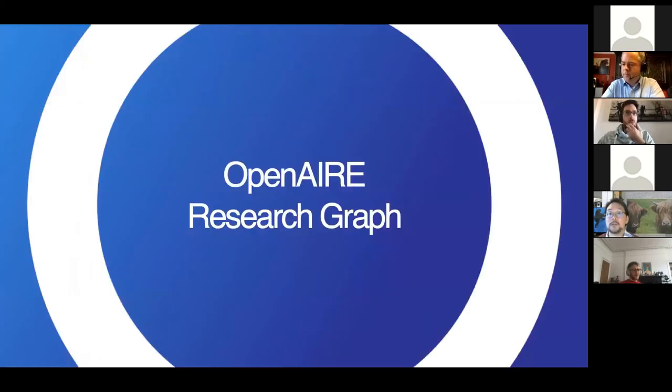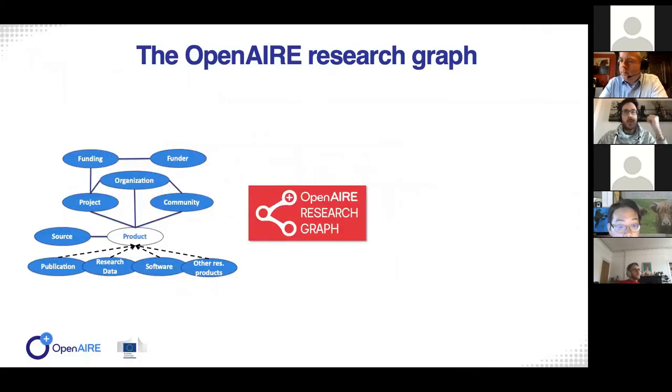All of this takes place within OpenAIRE in the so-called OpenAIRE research graph. Whenever we, in our daily work as researchers or research software engineers, publish pieces of knowledge around the web, software on GitHub, or preprints and publications in a repository, all these pieces of information are captured and materialized within the OpenAIRE research graph.